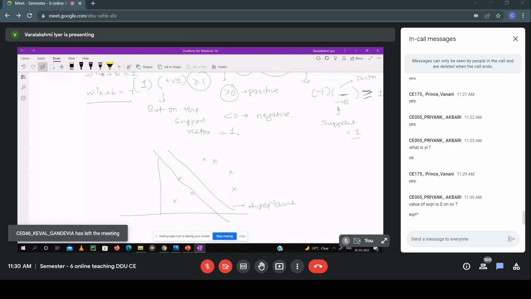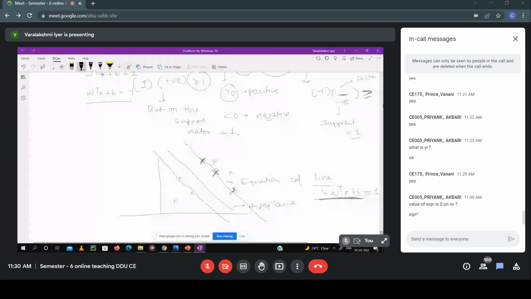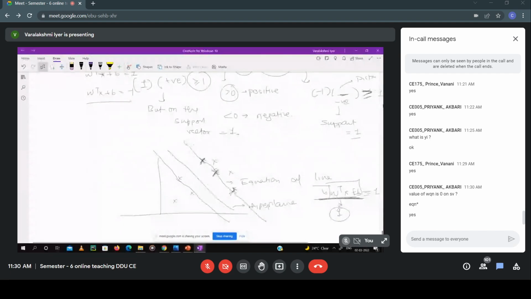Is it 0 on support vectors? No, it is equal to 1. If this is the equation of the line, what is the equation of the line on the positive side? W transpose X plus B equals 1. So ultimately, for the points that are support vectors, W transpose X plus B will be equal to 1. And similarly, for these support vectors, W transpose X plus B will be equal to minus 1.